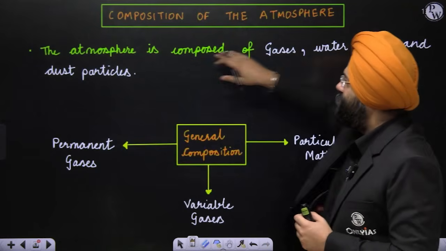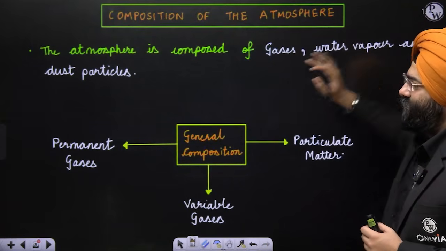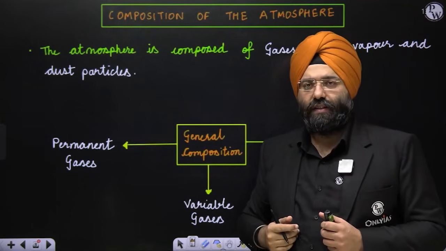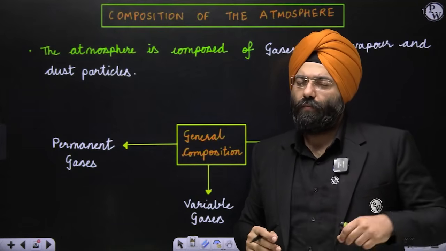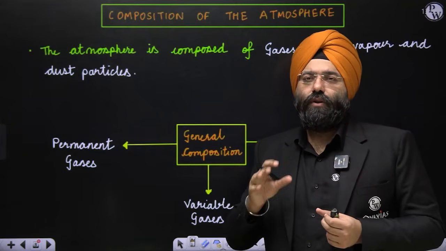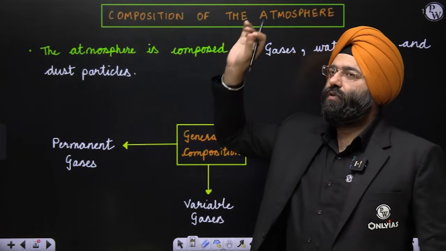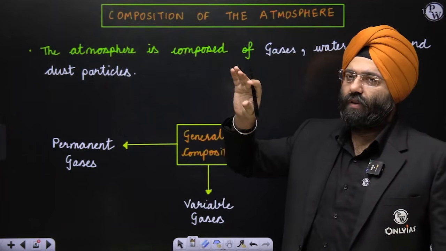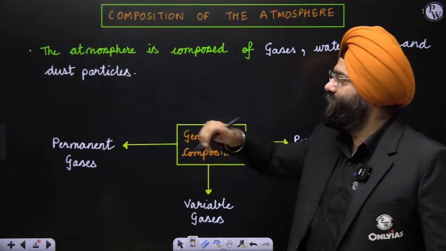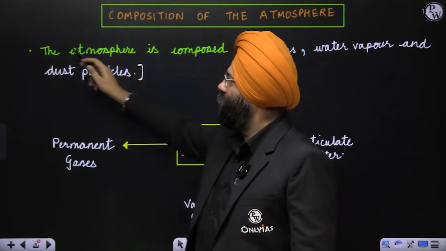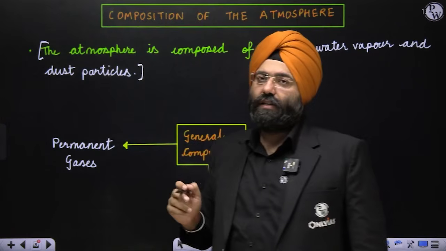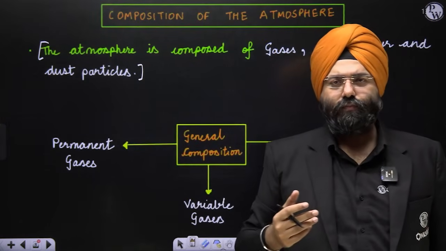The atmosphere is composed of gases, water vapor and dust particles. This is a direct line that I picked up from the NCERT. Why? Because a few years ago, a simple question was asked that it is composed of gases, dust particles, water vapor, so all three were right. So this statement becomes important. Now, the important thing is, it is not so simple.